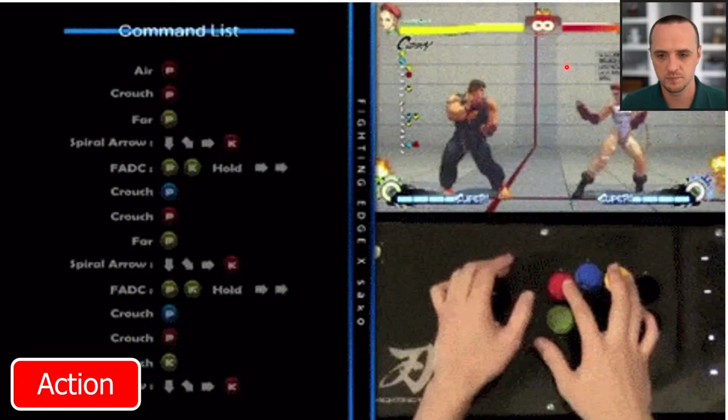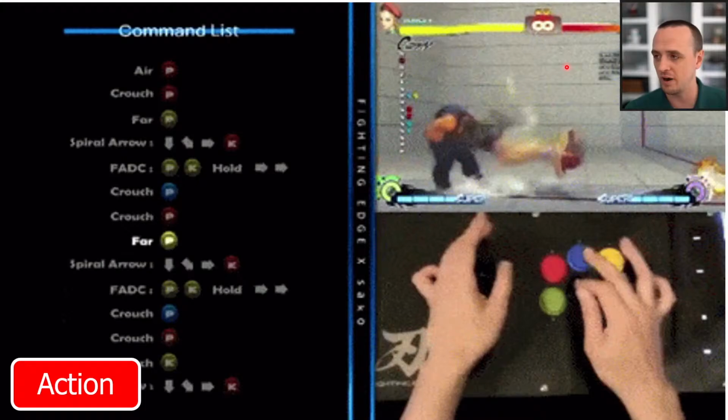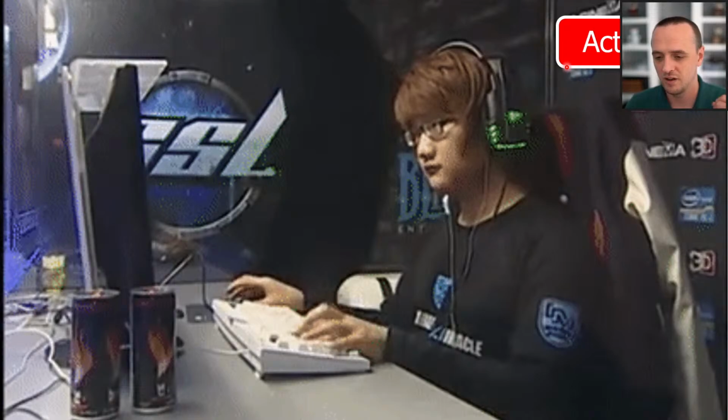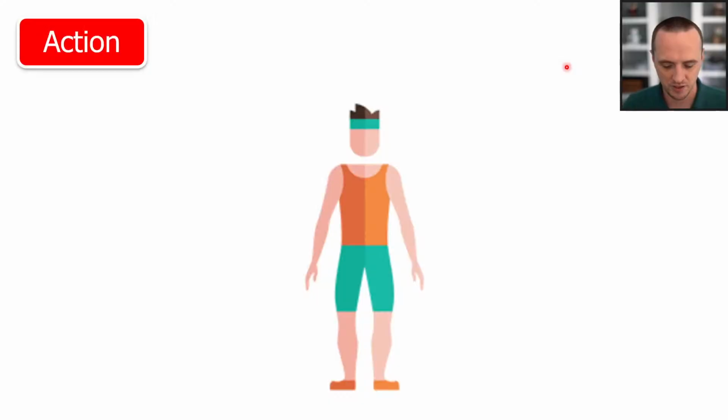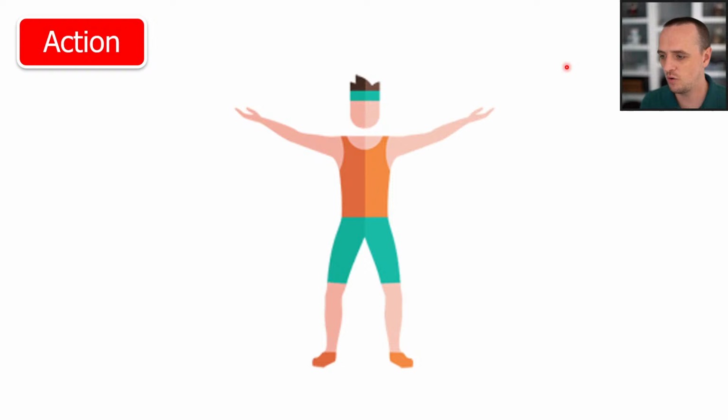An action in a video game, such as a fighting game, might be more complex. Right here, a player is taking a sequence of actions, but each actual button press does something inside the engine. Here's a professional StarCraft player with their many, many, many actions per minute. Here's a human being taking an action, right? Doing a jumping jack is taking an action. So now we know what an action is. Let's move a little bit further on with the definition.